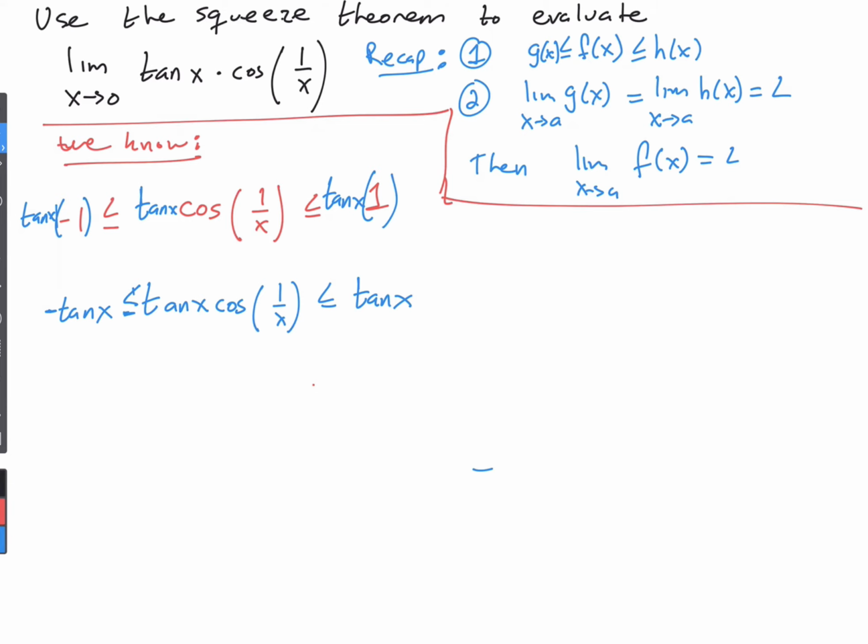At this point, I've satisfied the first condition. The first condition is that my function, tangent of x times cosine of 1 over x, is bounded by two other functions. Now, it can't be any two other functions. It has to be two functions that actually squeeze it. How do I know that they squeeze it? That's what the second condition is all about. Those two functions have to have exactly the same limit. If they do, then your function is being squeezed. If they have different limits, then it's pointless, and you need to pick different functions.